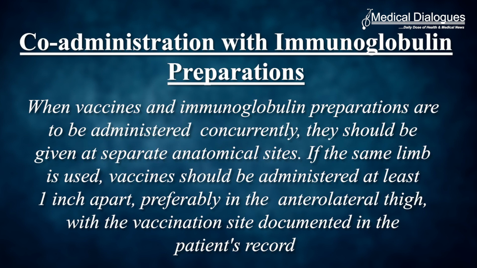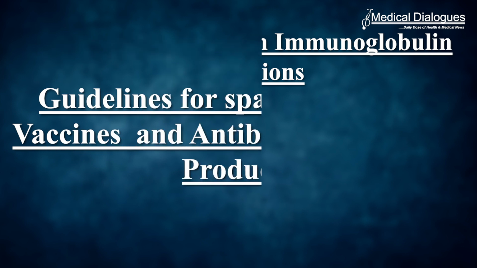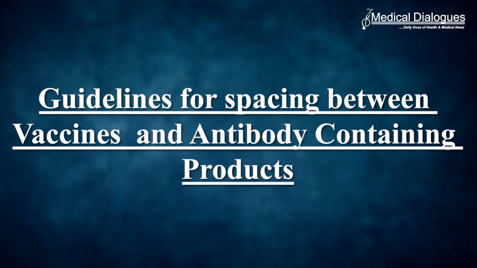When vaccines and immunoglobulin preparations are to be administered concurrently, they should be given at separate anatomical sites. If the same limb is used, vaccine should be administered at least 1 inch apart, preferably in the anterolateral thigh, with the vaccination site documented in the patient's record. Guidelines for spacing between vaccines and antibody containing products.